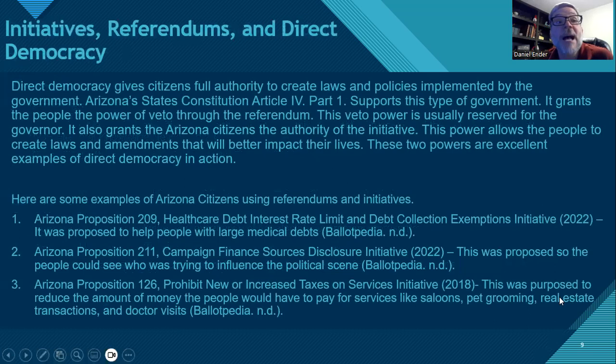Initiatives, referendums, and direct democracy. Direct democracy gives citizens full authority to create laws and policies implemented by the government. Arizona State's Constitution, Article 4, Part 1 supports this type of government. It grants the people the power of veto through the referendum. This veto power is usually reserved for the governor. It grants Arizona citizens the authority of the initiative. This power allows the people to create laws and amendments that will better impact their lives. These two powers are excellent examples of direct democracy in action.